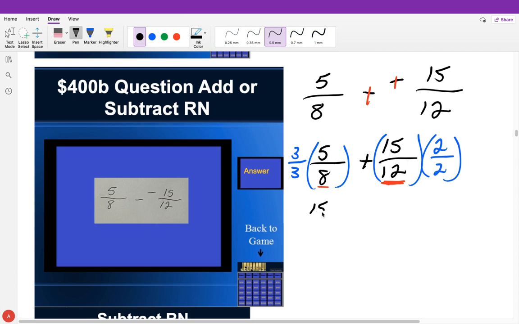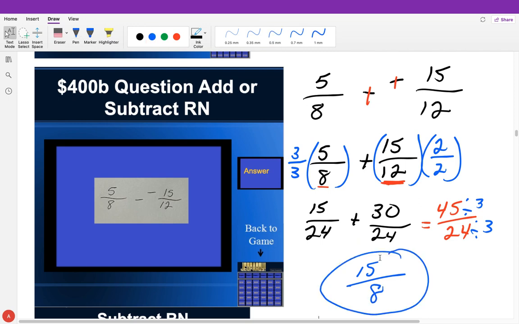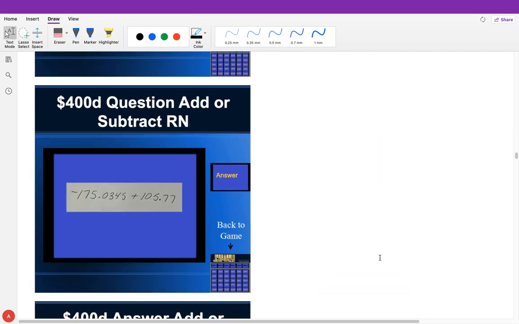So I get 15 over 24 plus 30 over 24. And I'm going to go ahead and add these together, which is then going to give me 45 over 24. But once we add our fractions, we always need to see, can they reduce? And both of these are divisible by 3. So I'm going to divide both of these by 3. 45 divided by 3 is 15. And 24 divided by 3 is 8. So our final answer is 15 over 8.